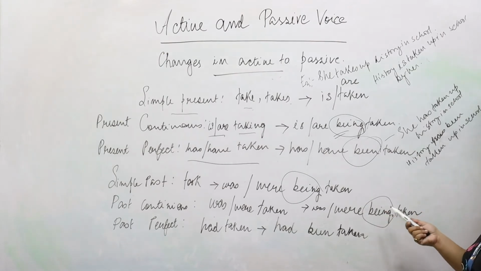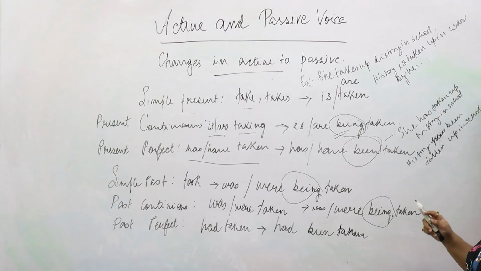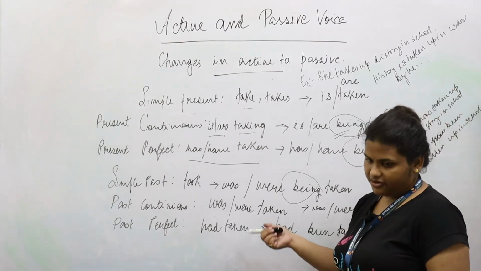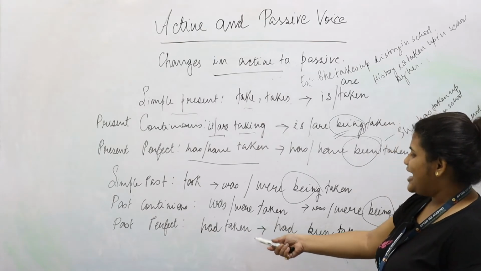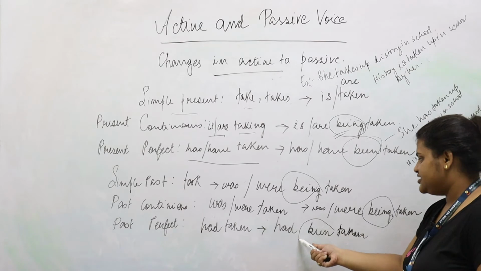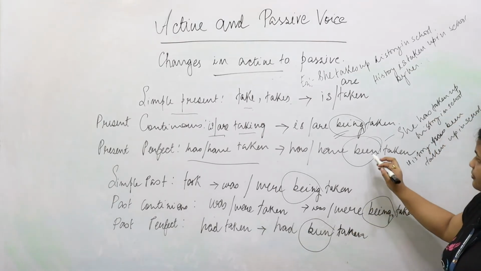Just like for every continuous tense, we will be including a being in the sentence to keep the transformation proper as in the continuous tense. However, for the past perfect tense, "had taken" will become "had been taken", like we did in the present tense, where we included a "been" here.